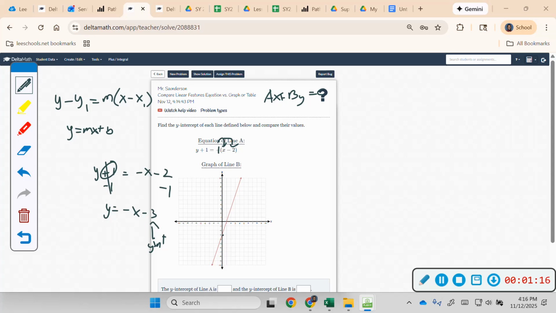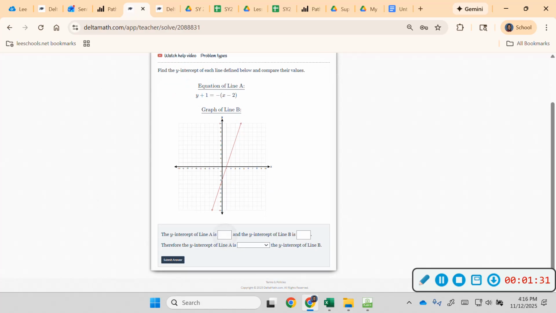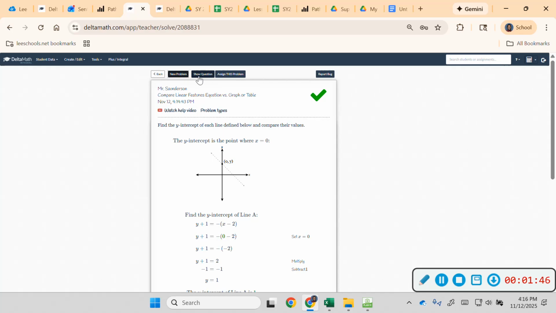Or no, I forgot to distribute it here. So it's a positive 2, so that would be positive 1 actually. This one is actually positive 1, sorry. And then this is negative 3. So the first one is positive 1, the next one is negative 3. Which one's bigger? Well, line A, positive 1, is bigger than negative 3.